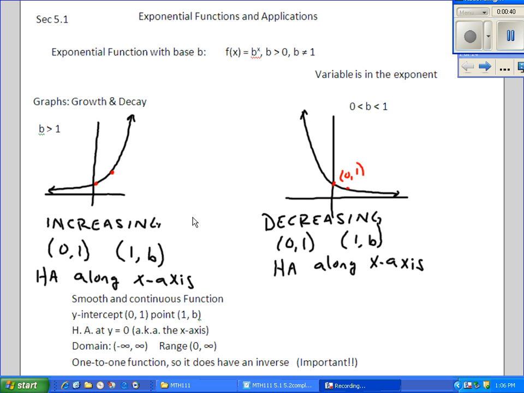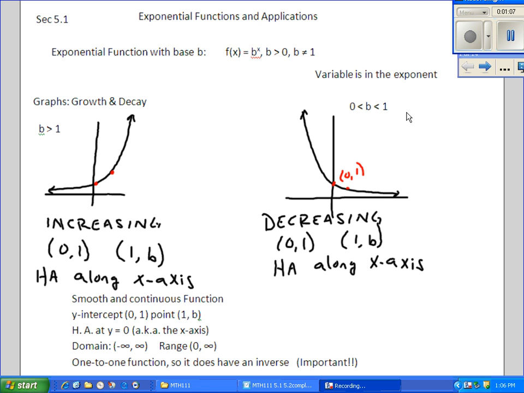And two nice points you can find on this function. If x is 0, we get b to the 0, which is just 1. And if x equals 1, y equals b to the 1, which is just b. And so those are two easy points to find on the function. And then the exponential function is going to have a horizontal asymptote along the x-axis, also known as y equals 0.